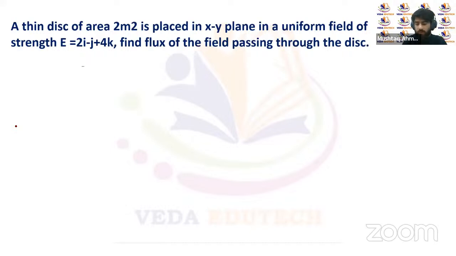Now let's talk about this question. The question says that a thin disk of area 2 meter square is placed in the xy plane, in a uniform field of strength E equal to 2 i cap minus j cap plus 4 k cap. So the disk is actually placed in the xy plane.